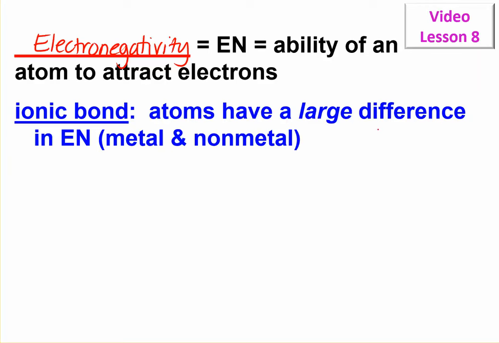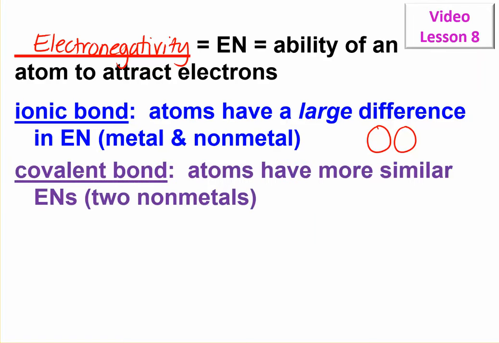In other words, you have one atom that has a strong pull for electrons and one atom that doesn't, and that's why they end up transferring electrons. So metals tend to give up electrons, and so they will tend to give away an electron to a nonmetal.